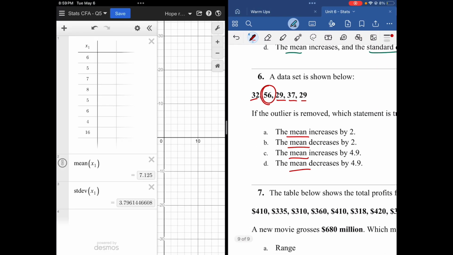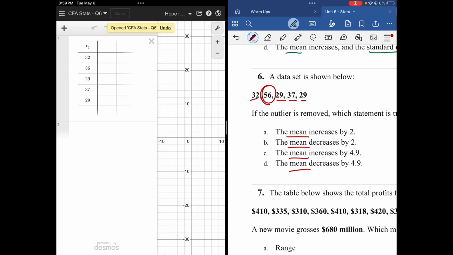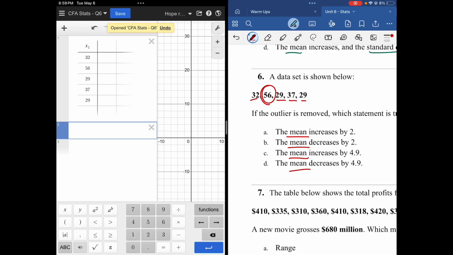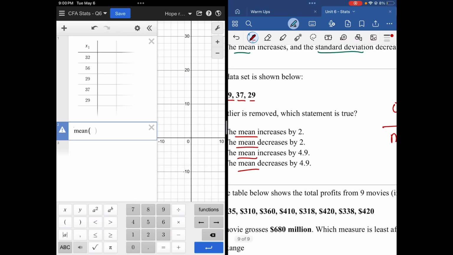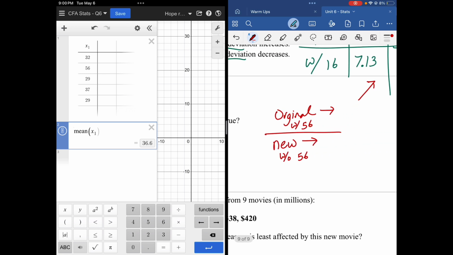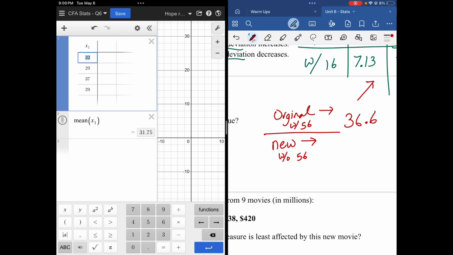This is question 6. There we go. So I have our data in there. We are looking for the mean. Go to your function, select mean. We see our name is X1. So our mean with the 56 is going to be 36.6. Now, if I take the 56 out, I'm just going to highlight it and delete it, remove it.